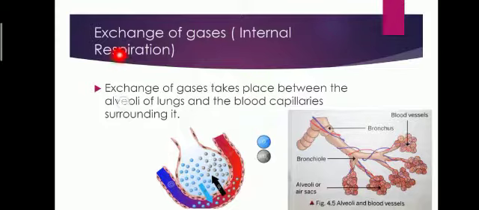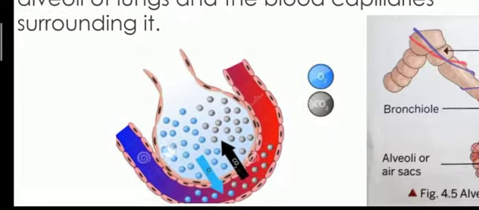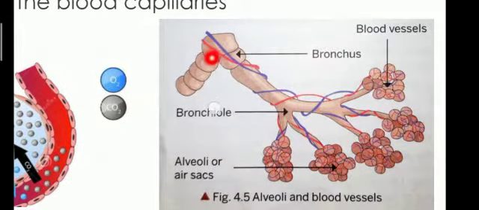Now we'll be talking about exchange of gases. It is also known as internal respiration. The major exchange of gases takes place in the alveoli. As I said, at the end of the bronchioles are present alveoli, which are the air sacs. You can see the bronchiole is there, this is the bronchus. Then they branch to form bronchioles, and at the end of the bronchioles are small balloon-like structures, and these are named alveoli. And these alveoli are entangled with blood vessels.